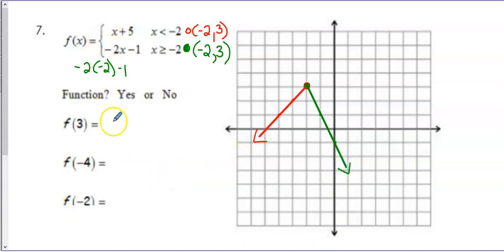Okay, so there's that one. All right, is it a function? Yes, it's a function. Even though there's an open circle and a closed circle here, there's not two closed circles. If there were two closed circles, it would not be a function.